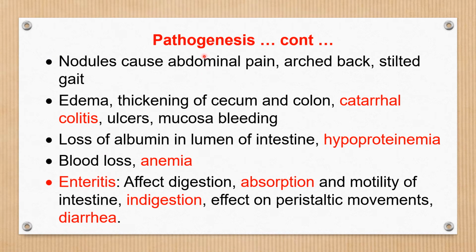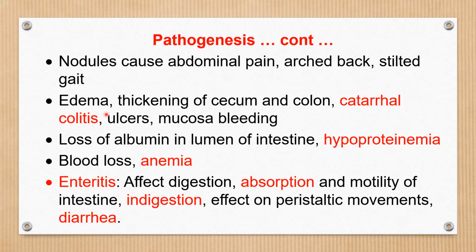Continuation of pathogenesis. A large number of nodules causes abdominal pain, and the animal assumes a posture with arched back, bending of the back. The gait of the animal is a tilted gait, not walking properly. The stilt is small, the stride is small.